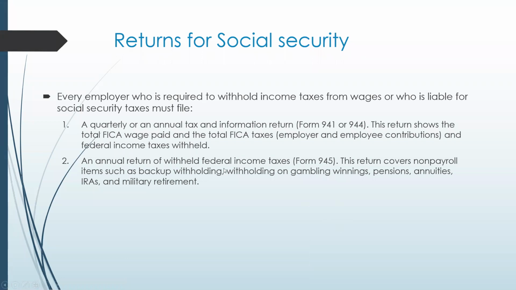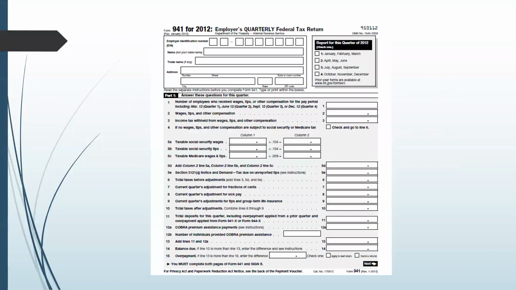Okay, so let's keep going. Annual return for the withheld federal income taxes, 945. This is the return that covers non-payroll items like backup withholding, withholding on gambling winnings, pensions, annuities, IRAs, military retirement, kind of the miscellaneous stuff. So the thing you really want to focus on is that 941. That's really the biggest return that you're going to worry about. Some other forms, this is what it looks like.